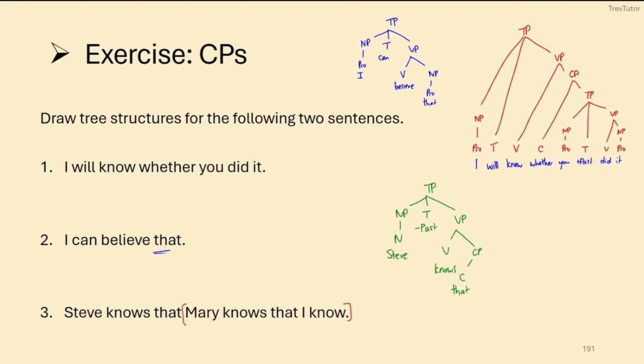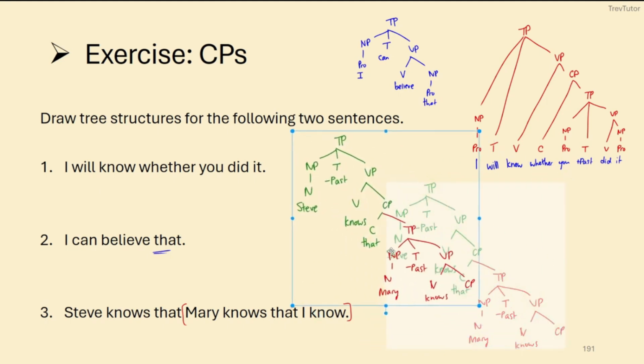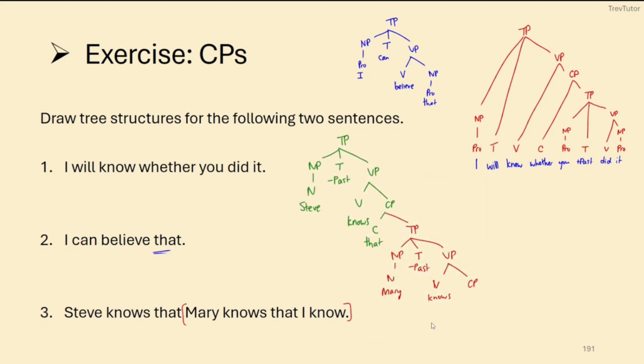So let's do this in red. So now we have a new tense phrase with the noun phrase subject Mary. In terms of tense, it's also going to be minus past because we just have knows in this case. So what does she know? Well, that's the verb head in this case for knows. And then we're going to have to introduce that I know. So this is going to be another complementizer phrase. Maybe I can move this up a little bit. So that's going to take the complement, which is that.